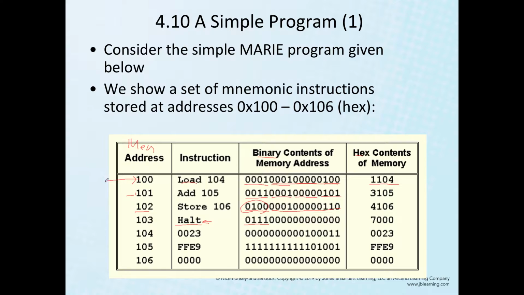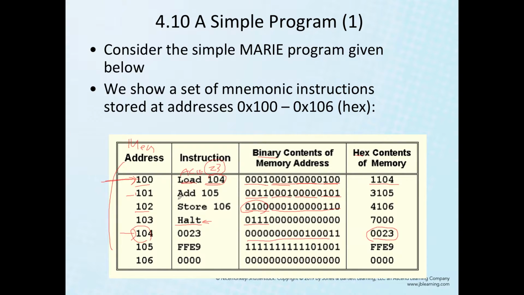So if you run the program starting at address 100, what happens is load 104 loads whatever data is at address 104. So this is a memory address. At address 104, what we have is this data, which is binary, and the equivalent hexadecimal is 23. So load 104 means whatever the data is at address 104, read it into the accumulator. So at this moment, the accumulator gets 23 in hexadecimal.